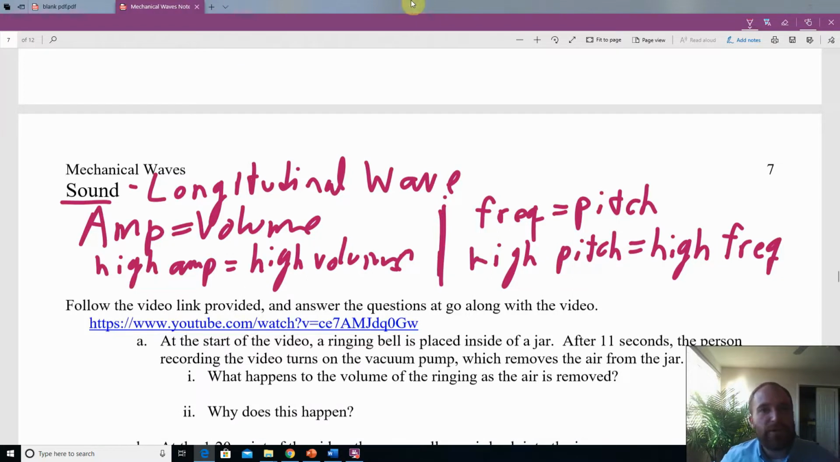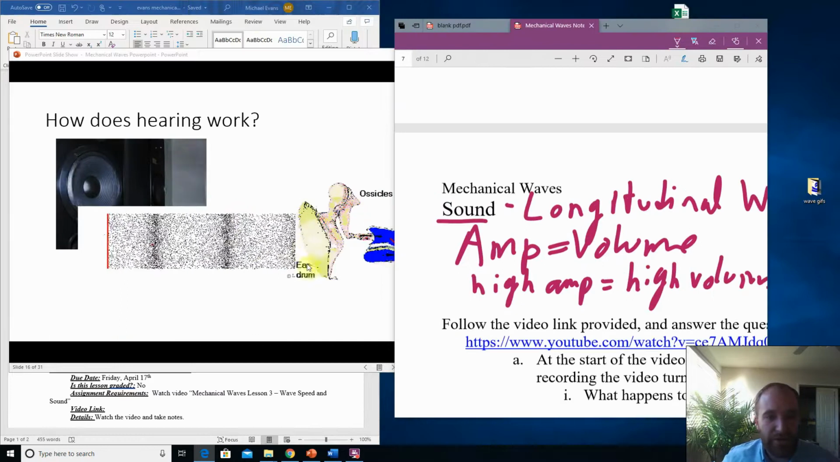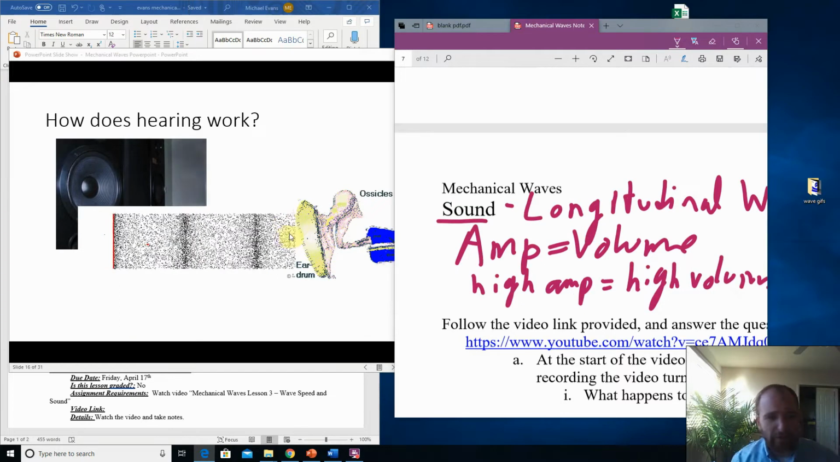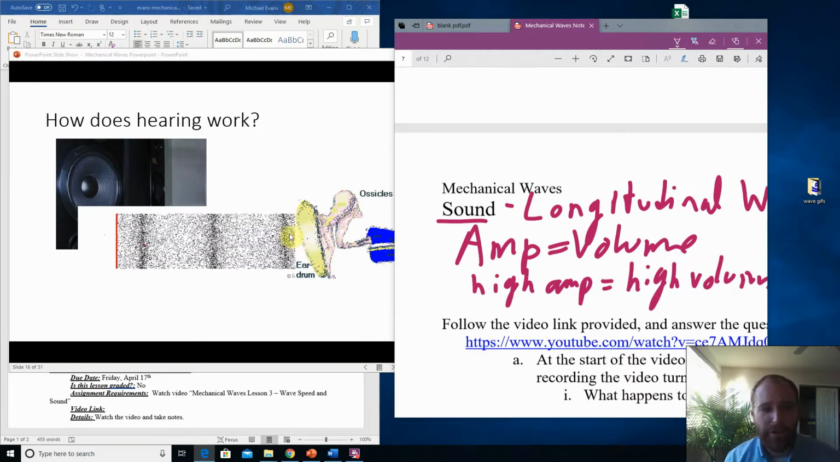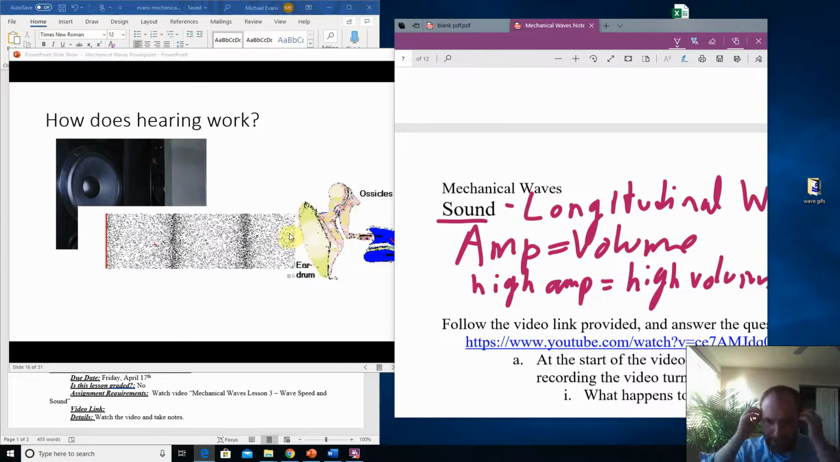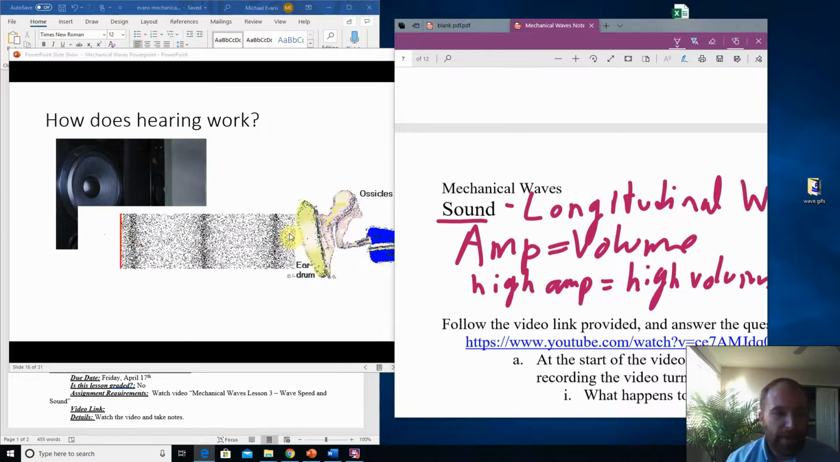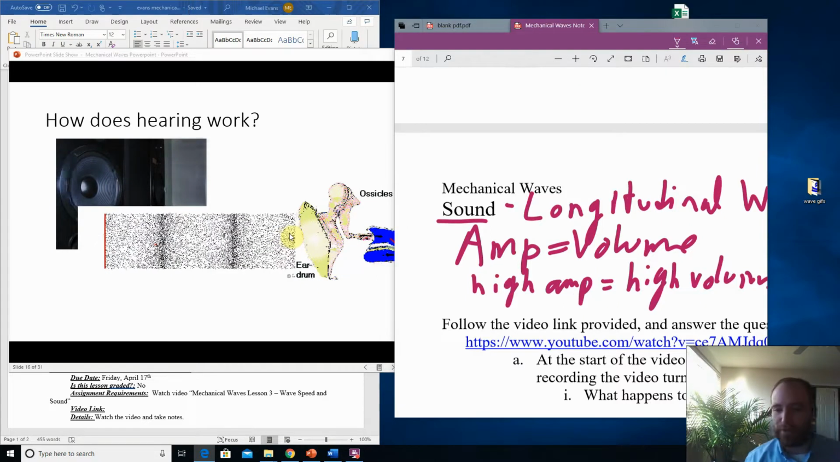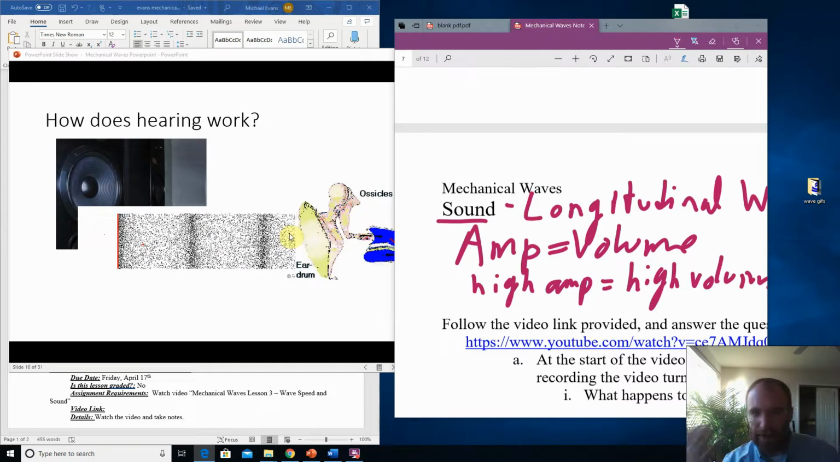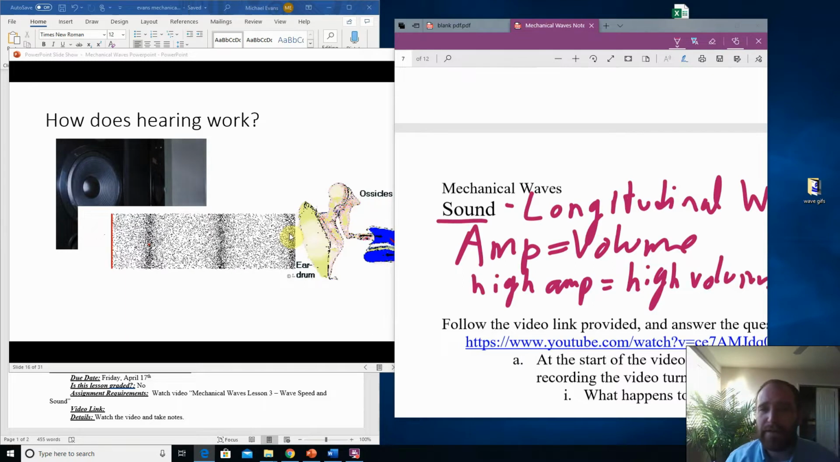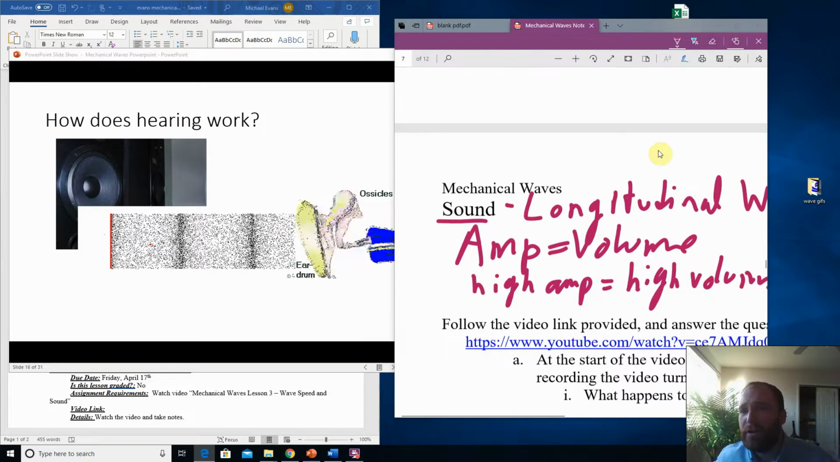So essentially, you see these little compressions that are hitting your ear? If they hit your ear very frequently, very quickly, your brain turns that into a high pitch. If they hit your ear less frequently, your brain registers that as a low pitch. So that's the difference that you hear between these sounds.